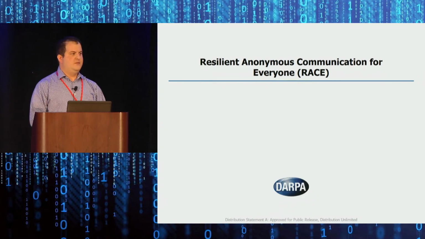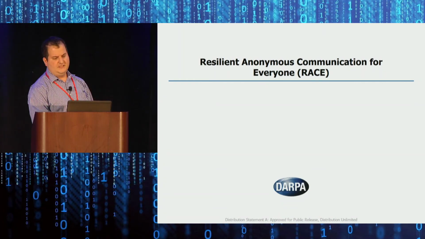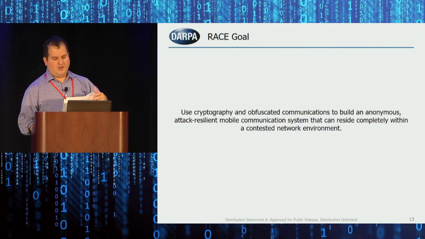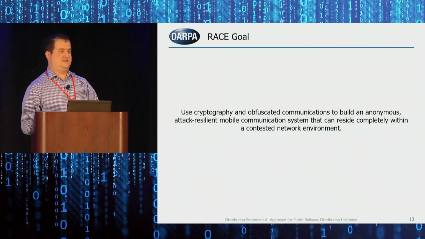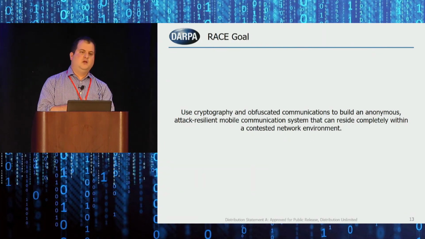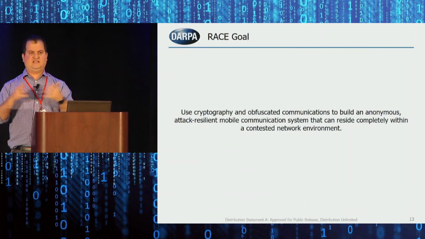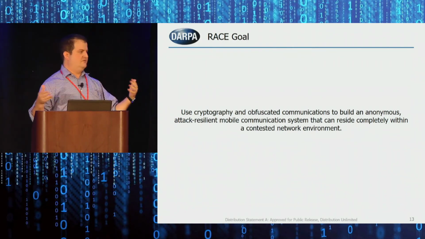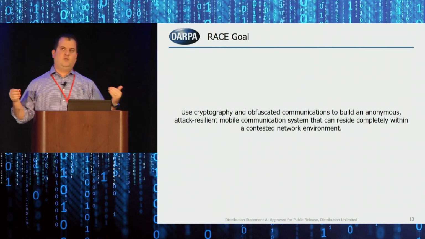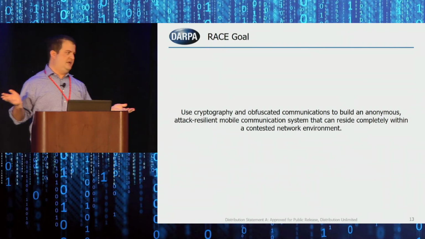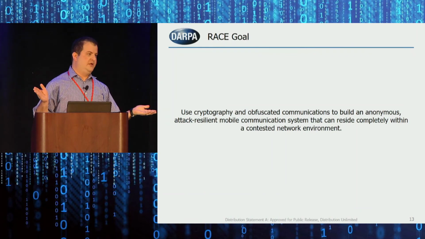So I want to talk briefly about RACE, resilient anonymous communication for everyone. So let's just talk about the problem. The problem is Tor is amazing. That's not a problem, that's a fact. The challenge with something like Tor is that the way it has to work is it has to be distributed, right? And it gets a lot of its resilience from being distributed. But when it's distributed, it basically has to announce where it lives. And because it announces where it lives, it's blockable in what we will call contested network environments.